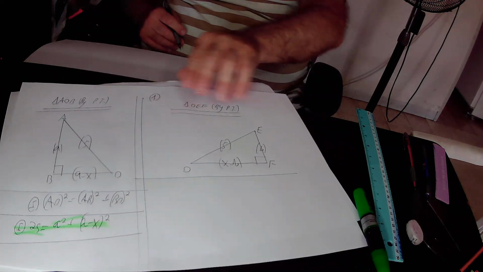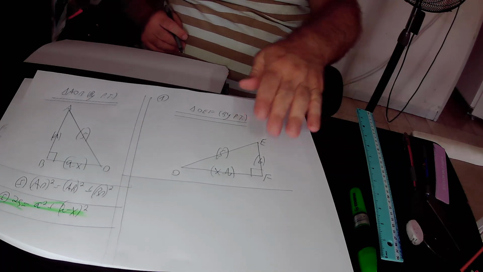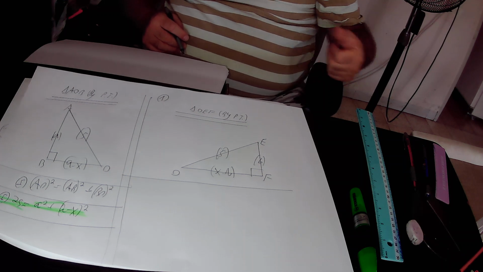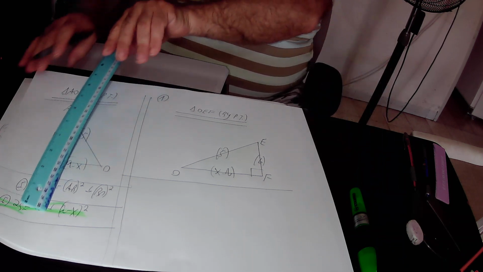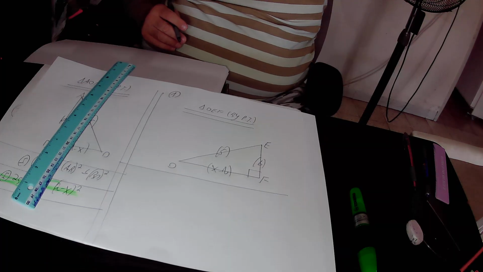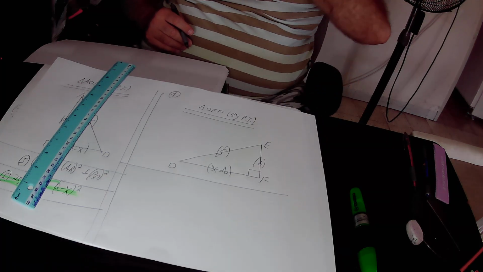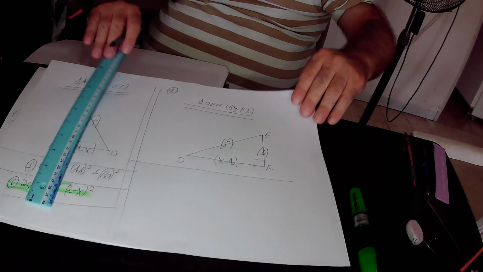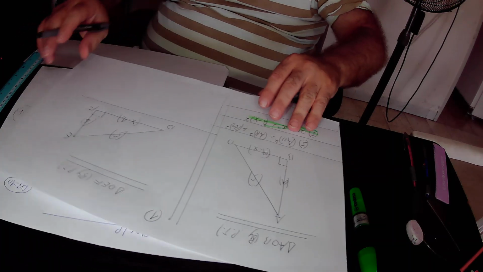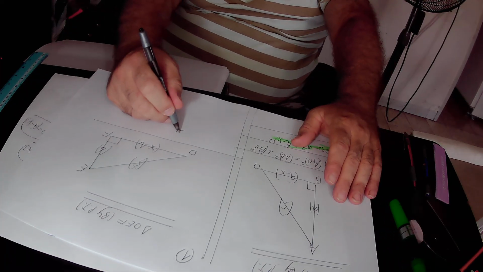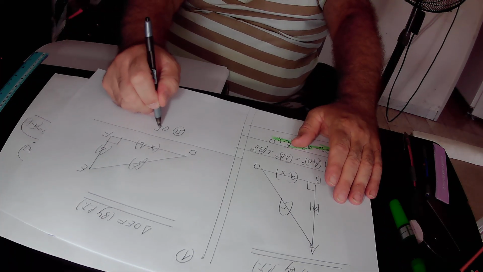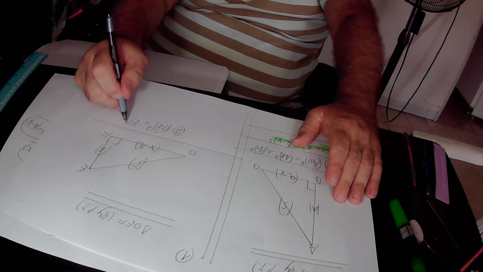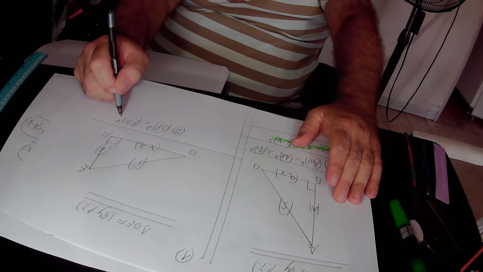So actually, this is the right triangle OEF according to the original drawing. According to the Pythagoras theorem, in this right triangle OEF, OE squared, that is the square of the hypotenuse, equals EF squared plus FO squared. So I write it down. This will be equation 2. According to equation 2, OE squared, that is the square of the hypotenuse, is equal to EF squared plus OF squared.